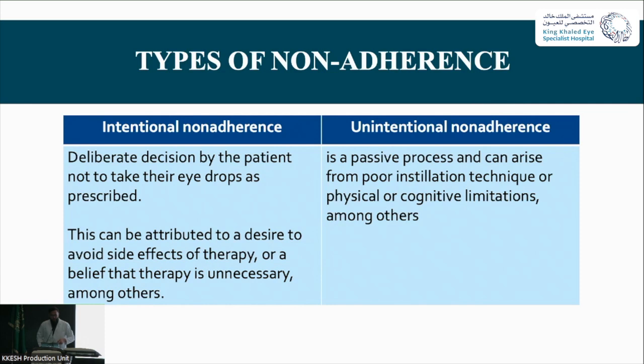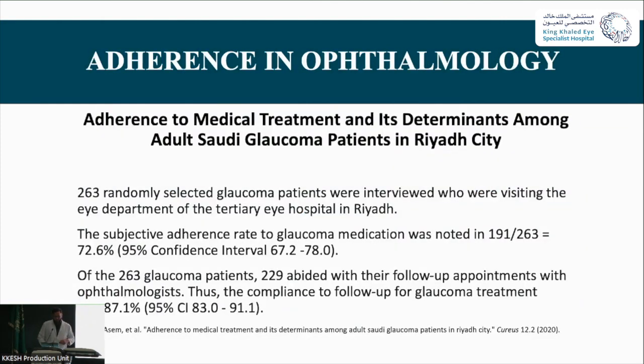Unintentional non-adherence is a passive process, which means that it can arise from poor instillation technique or physical and cognitive limitations, like neuromotor disorders, Parkinson's, where patients are not able to instill the drop properly. I went through some literature on adherence in the ophthalmology field, and believe me, there is a lot of margin for work. It is very difficult to find a good comprehensive paper in ophthalmology in terms of adherence and cost limitations. So there is a great opportunity for research in the field of ophthalmology in terms of adherence.